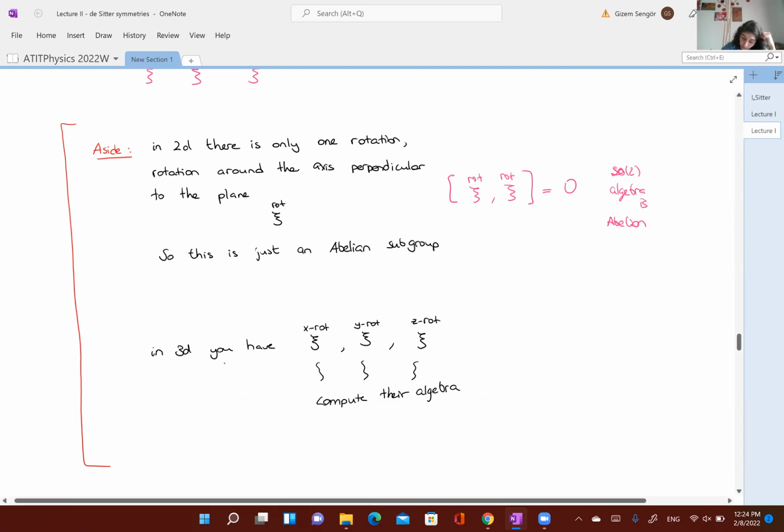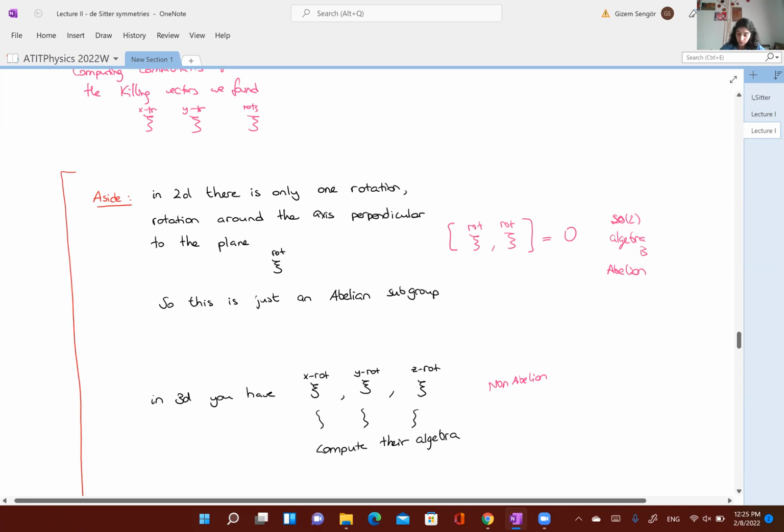But if you go into higher dimensions, you have more generators and you have more kinds of group elements. So you have more parameters, like angles for different directions. And if you compute their algebra, it gets a little bit more involved. So it's not just abelian. This will be non-abelian. So things won't all just commute.